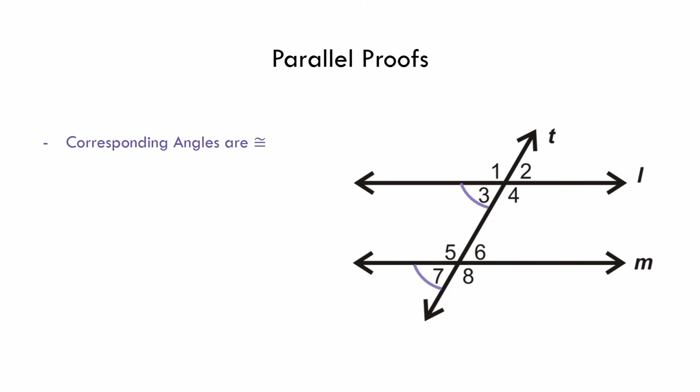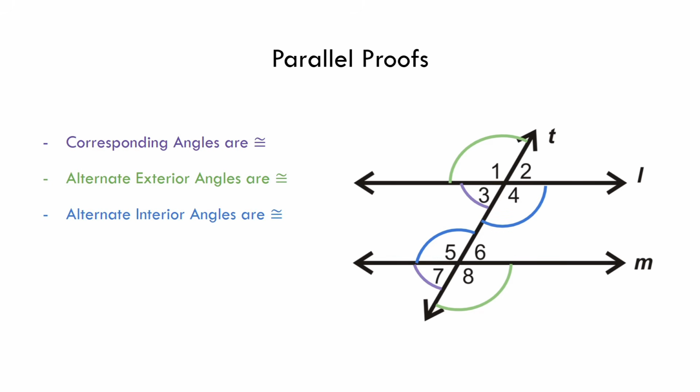So corresponding angles are congruent to each other. Alternate exterior angles are congruent to each other. Alternate interior angles are congruent to each other. And consecutive interior angles are supplementary to each other, which means that they add up to 180 degrees.